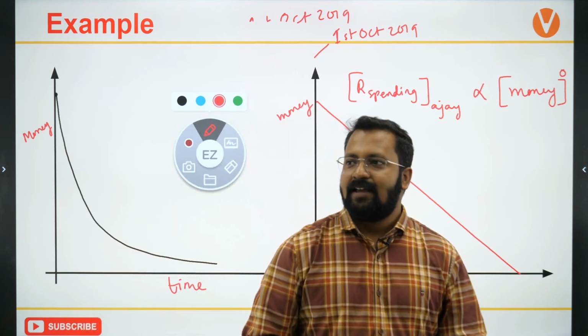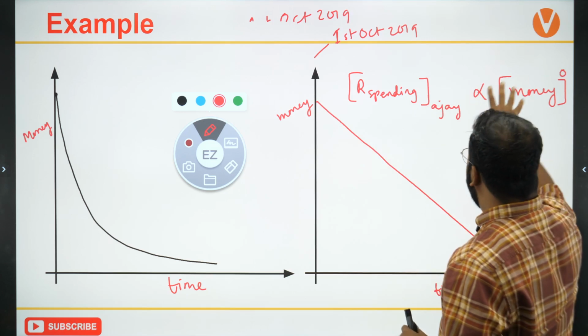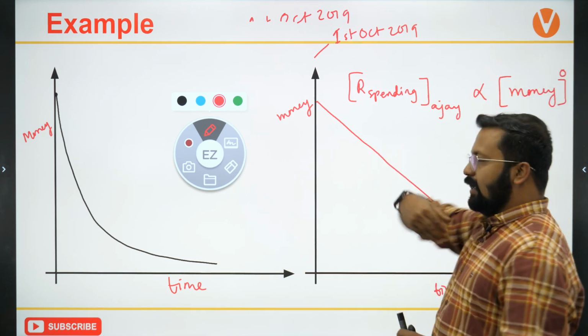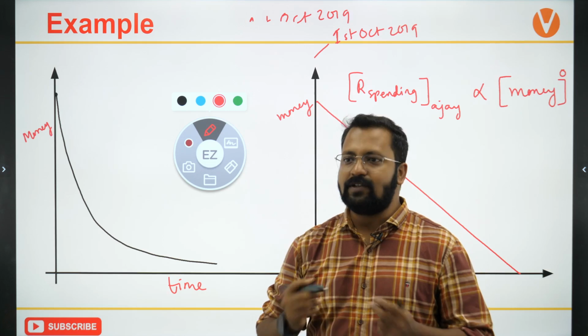Can I say this? Rate of spending by Ajay will be independent of the money that he has in his hand. Okay? Power 0 हो जाएगा.